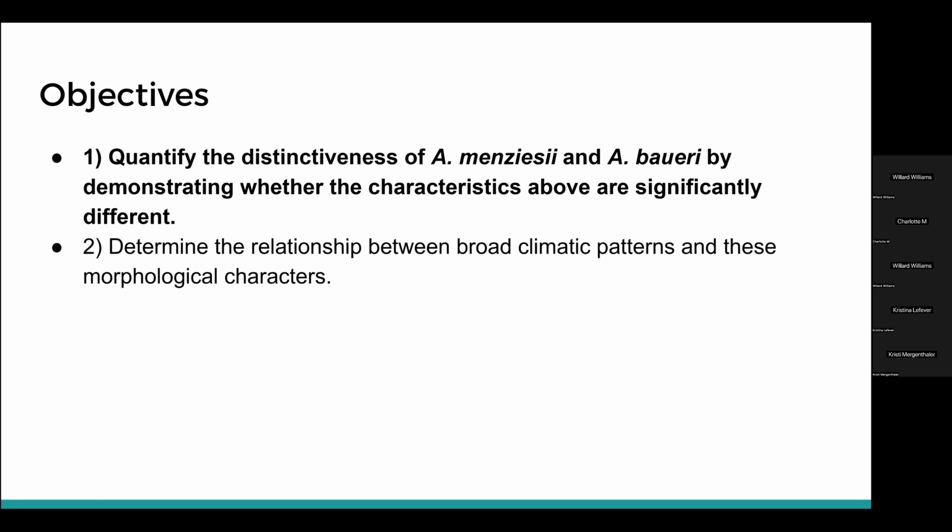So our goal here is to quantify the distinctiveness of A. menziesii and A. Boweri by demonstrating whether the characters above are significantly different. I'll show you those characters in a moment. And of course, determine the relationship between broad climatic patterns and these morphological characters. Like I said, we don't have those results just yet, but they'll be in the final publication.